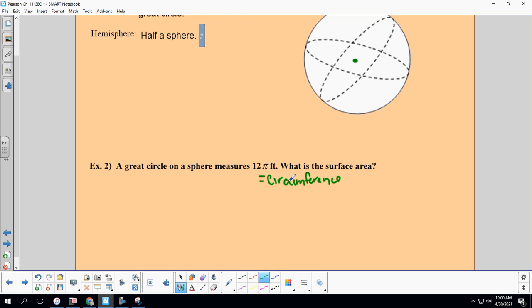My handwriting is struggling today. So the circumference formula is 2 pi r. Let's go ahead and find what r is so we can find the surface area, and the surface area formula is 4 pi r squared. So if they gave us that the circumference, which is the measure of our great circle, is 12 pi, the formula for circumference is 2 pi r. We're going to divide both sides by 2 pi and realize that r is 6 feet.